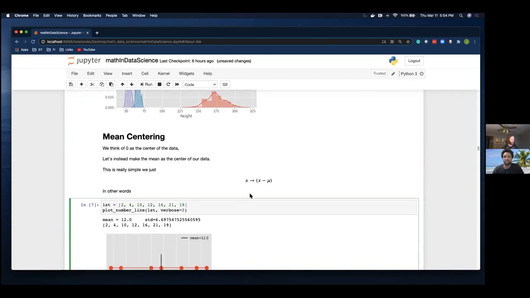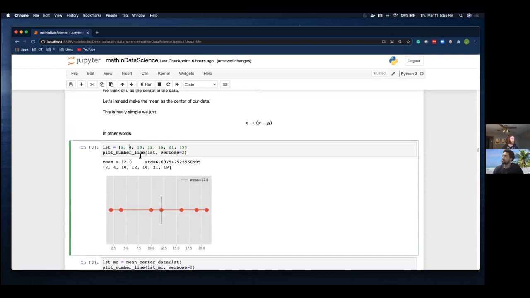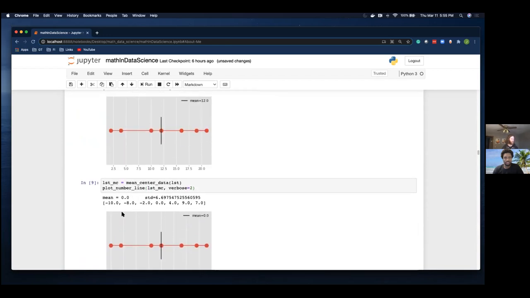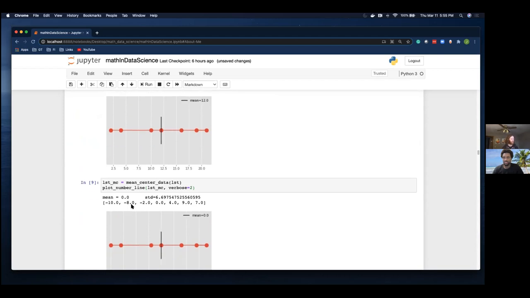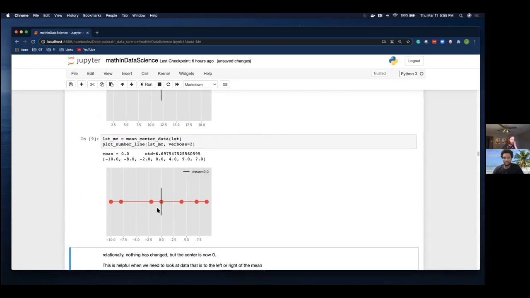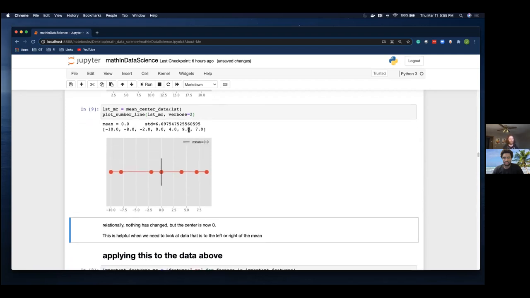So an example of this, I just created a quick data set here, 2, 4, 10, 12. And the mean of this data set is 12. So if I mean center everything, which is right here, it takes everything and subtracts 12 from it. So this first data point, 2 minus 12, becomes negative 10. And 4 minus 12 becomes negative 8. And what you see here is that the actual distribution, nothing really changes. This point is still the same distance from this point. We still have 3 points to the left of the mean. We still have the same number of points to the right of the mean. So the overall distribution doesn't change. But what is helpful about this is that it's easier to compare our data.